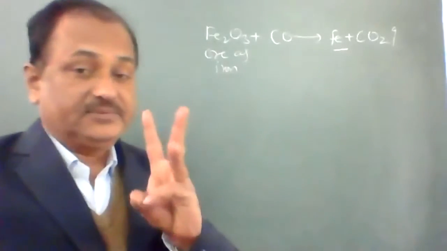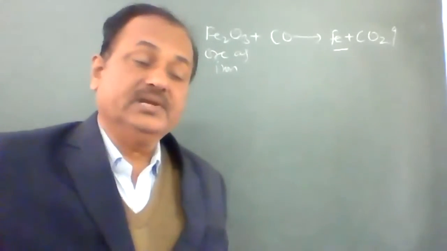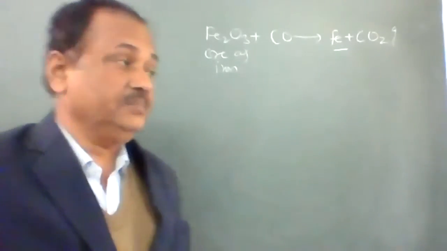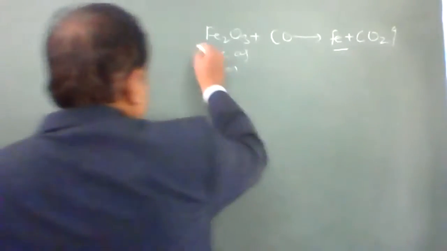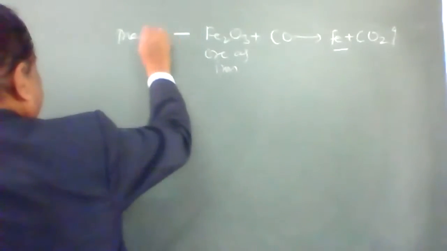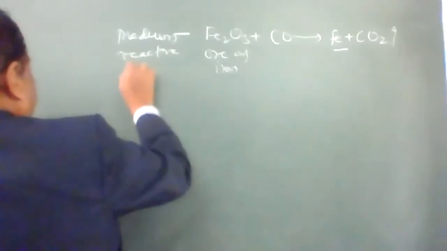Now there is a change. Metals are of three types. More active metals like sodium, potassium, lithium are very active metals, so they can be displaced by other metals. Then there is the medium reactive metal.